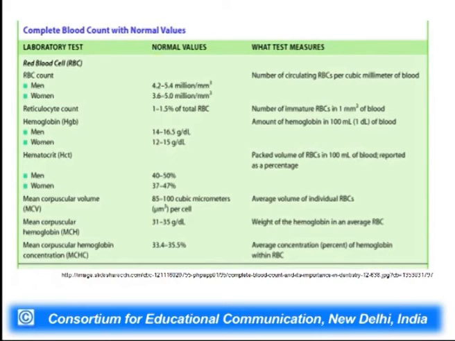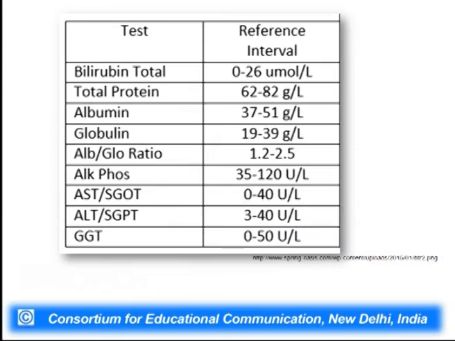The hematocrit gives us an idea about the packed volume of the red blood cells in 100 ml of blood. Then the mean corpuscular volume gives us the average volume of individual red blood cells. Mean corpuscular hemoglobin gives us the weight of the hemoglobin in the average red blood cell. Mean corpuscular hemoglobin concentration gives us the average concentration of hemoglobin within the red blood cells.